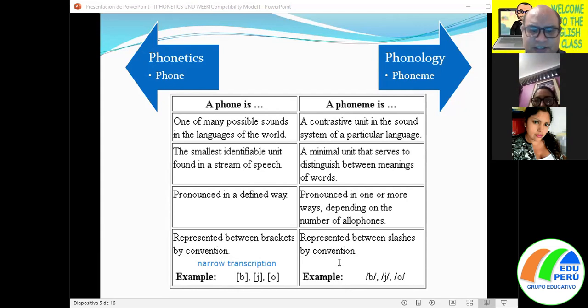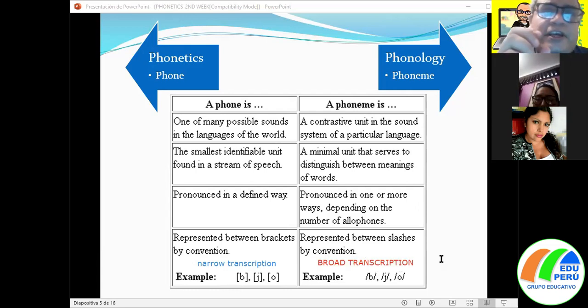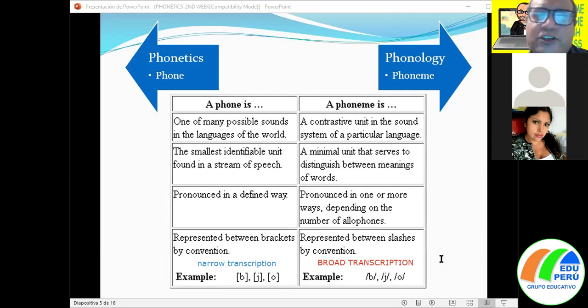And when you use slashes, you're going to talk about a broad transcription. Broad means general. It's not a specific transcription. Don't forget these two types of transcription when you talk about sounds. If you want to give more specific details of how to produce the sound, you use phones, a narrow transcription, and brackets. But when you talk about a general way to pronounce the sound, you use phonemes and slashes, so we call this a broad transcription. In dictionaries, they work with a broad transcription because they use slashes. They don't use brackets to represent the sounds.